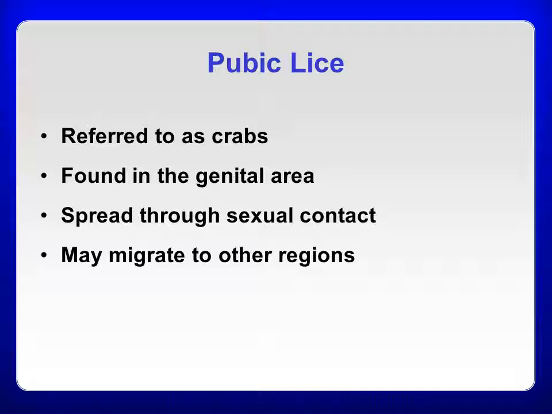Pubic lice, commonly referred to as crabs. So this is lice that is found in the genital area, typically spread through sexual contact. It should be noted that the pubic lice may migrate to other areas of the body.